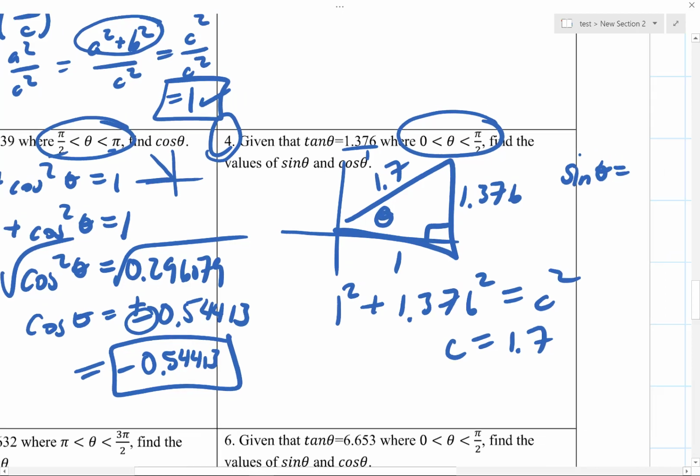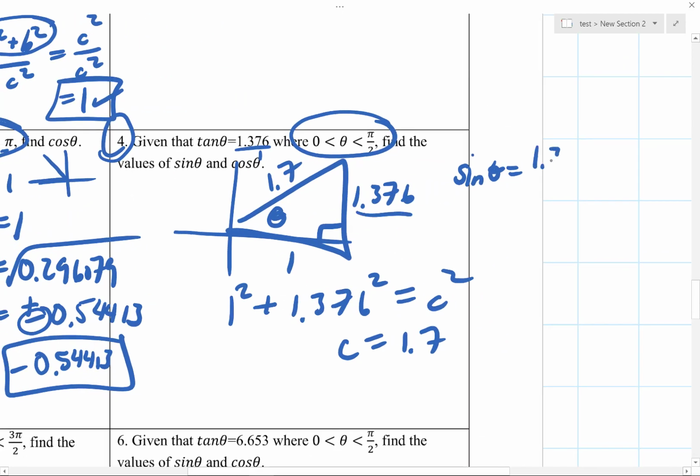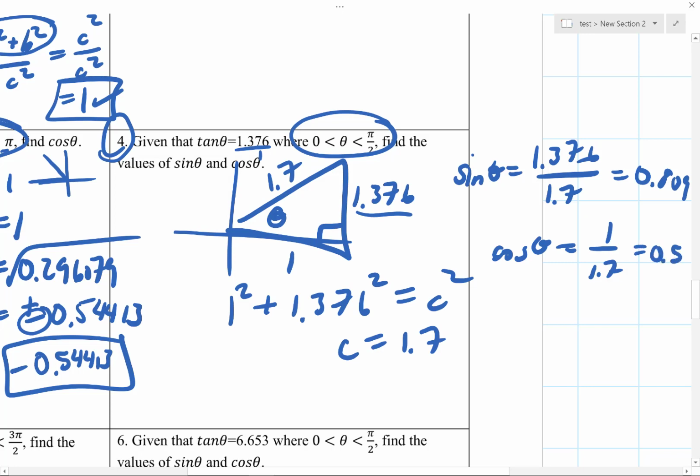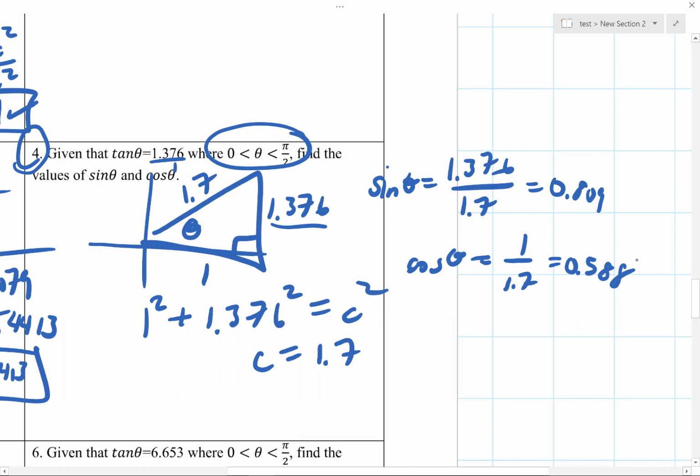So the sine of the angle is the opposite, 1.376, over the hypotenuse, 1.7. So 1.376 divided by 1.7 is 0.809. And then the cosine of the angle is 1 over 1.7, which is 0.588. And that is all they wanted. They're both positive because we're in the first quadrant and everything's positive in the first quadrant, so we don't need to worry about that. Cool.